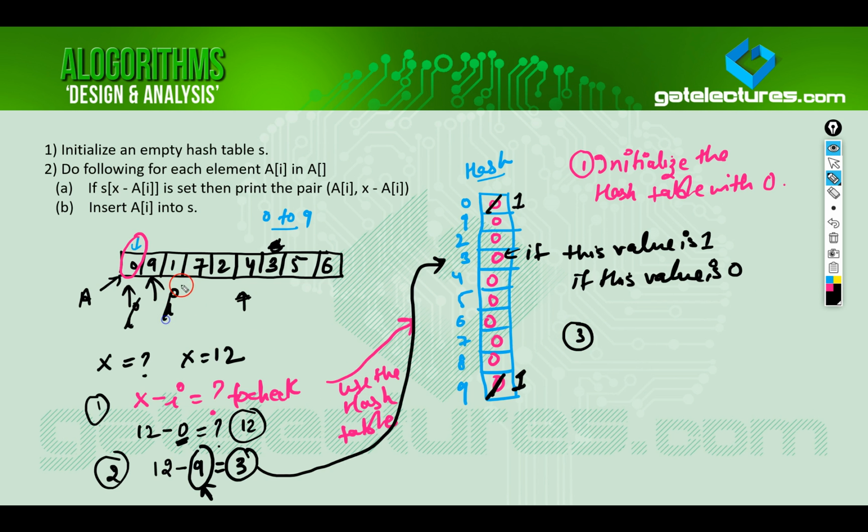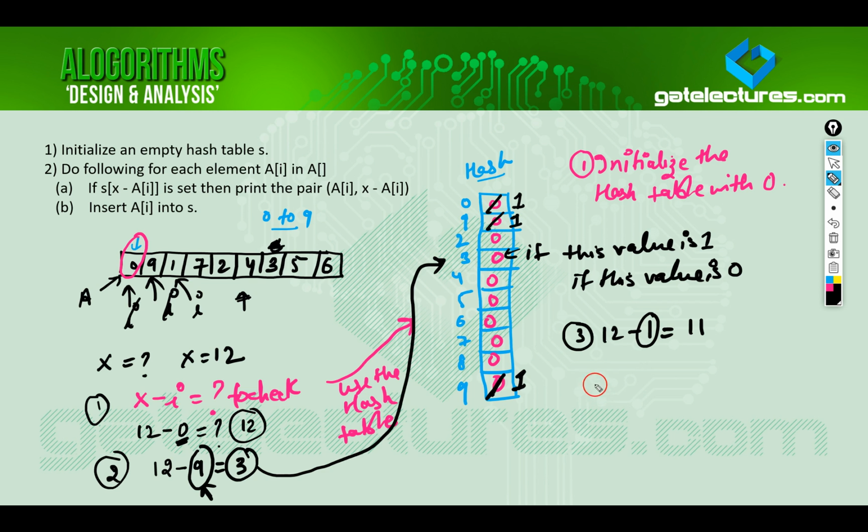Now go to the third index location here. The third index location is 1. So I'm going to do 12 minus 1, which is equal to 11, and as you can see in the hash table, we have not created any location for 11. So at index location 1, I'm going to put this value as 1.